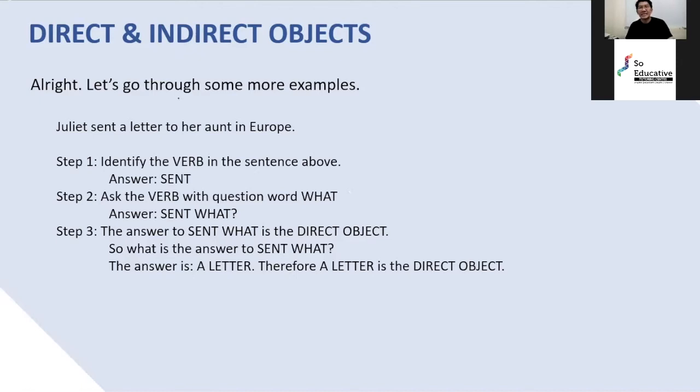Juliet sent a letter to her aunt in Europe. Now, you learned about the three-step process. You have to follow the three-step process. Step number one, identify the verb. Now, the verb here, the action word, is sent.